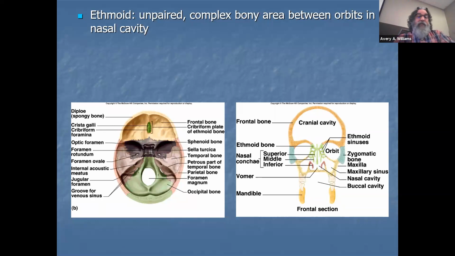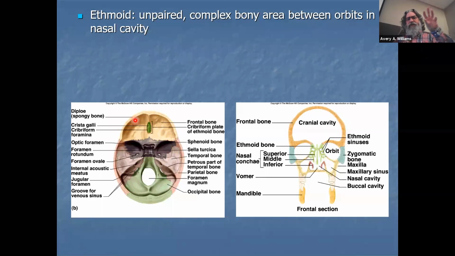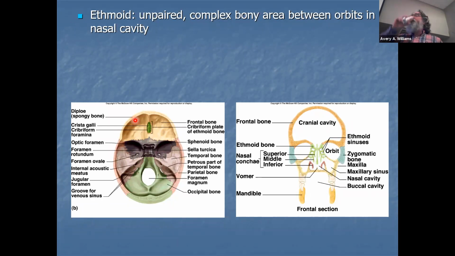The next bone is the ethmoid bone. That's the green one right here that's showing through. It's incorrect in your book; it's supposed to go all the way back to here. It usually gives students trouble in lab because it's very complex and tucked away deep in the skull, between the eyes and behind the nose, underneath the anterior cranial floor. It's unpaired like the frontal and the occipital. It's a complex bony area between the orbits and in the nasal cavity.